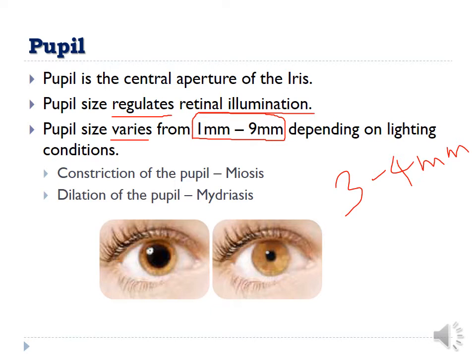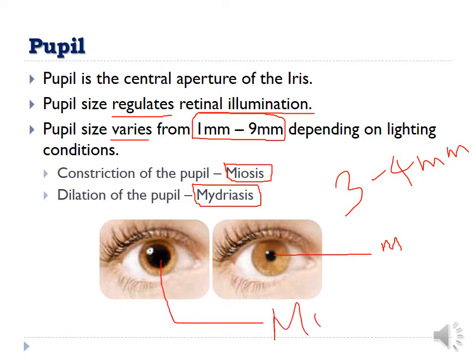So a couple of terms you need to remember. One is meiosis, another one is mydriasis. Constriction of the pupil is known as meiosis. So this is your meiosis, right? And this one, when the pupil is dilated, that is the mydriasis, right? Fine. So both the terms are new terms for you. You need to make sure that you learn it.